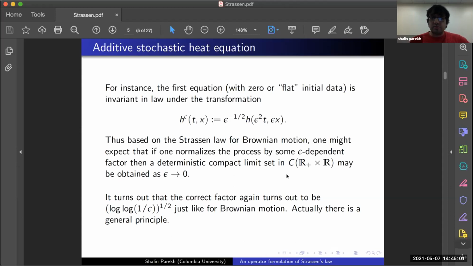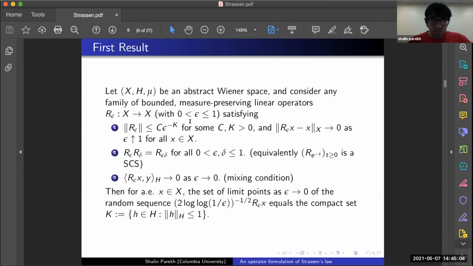And there's a general principle for this. Take any abstract Wiener space. Due to time constraints, I haven't defined precisely what that is, but X is any separable Banach space, and mu is a Gaussian measure on that Banach space, meaning that if you push forward mu by any continuous linear functional in the dual space, then you get a Gaussian measure on the real line. And H is the reproducing kernel Hilbert space, the Cameron-Martin space associated to the measure mu. This is some compactly embedded Hilbert space in X that captures the covariance structure of the measure mu.